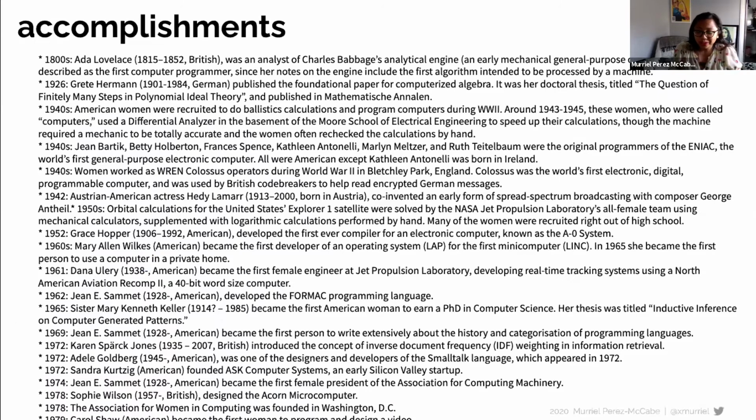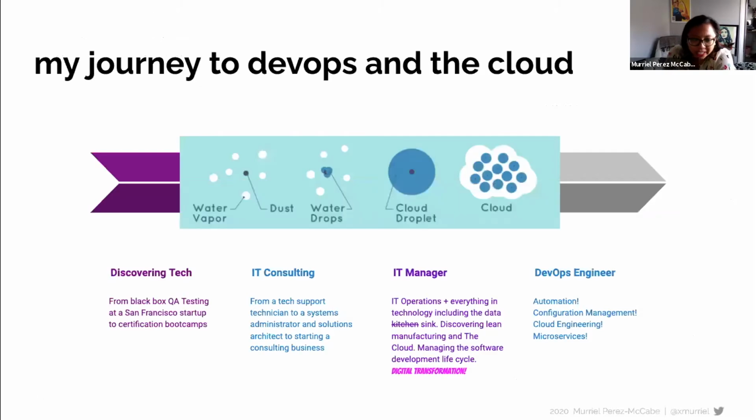I'm not going to read through all of this, but this is just a quick scroll of the history of women in computing. There have been all of these really amazing accomplishments, all of these moments, everything from code breaking through World War II, all the way up through the early days pre-internet, where women had a really strong impact on technology and computing in general.